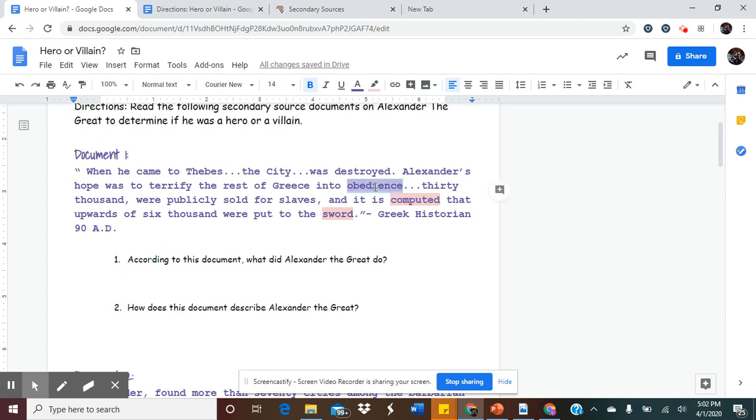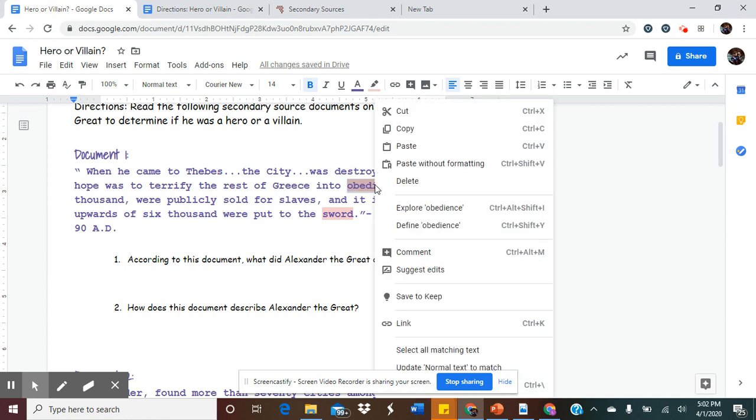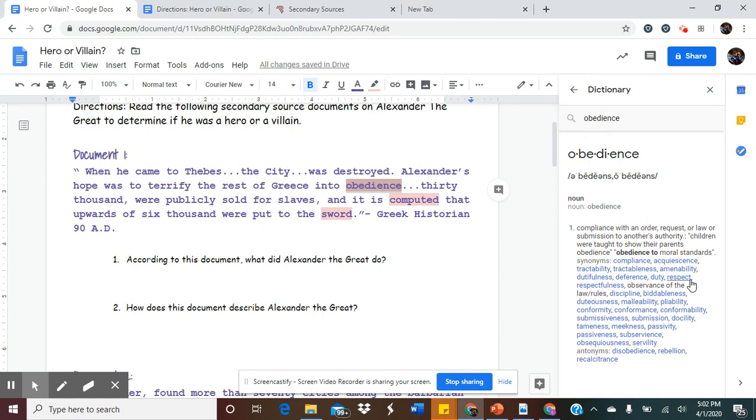And I just highlighted the word that I already highlighted. I'm going to right click it and hit define obedience. And over here on the right, it's going to give me a bunch of different things that I can read. So: compliance with an order, request, or law, or submission to another's authority. Okay. Children were taught to show their parents obedience. Well, I know that as a child, you're taught to respect, understand, and listen to your parents.